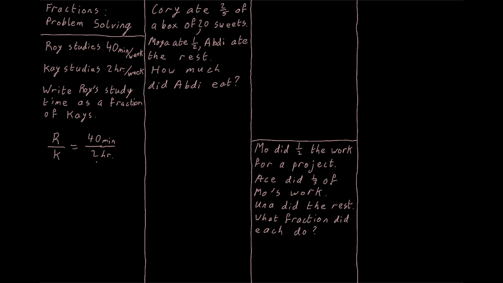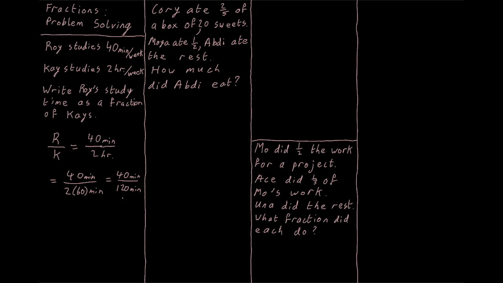So we have 2 hours and we want to turn it into minutes. We know that there is 60 minutes in each hour and we have 2 hours. Then we would have 40 minutes over 2 groups of 60 minutes. And that's going to give us 40 minutes compared to 120 minutes. And now we have like compared with like, but we don't have a simplified fraction.